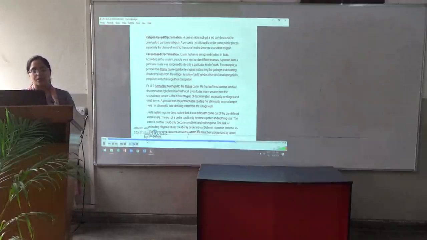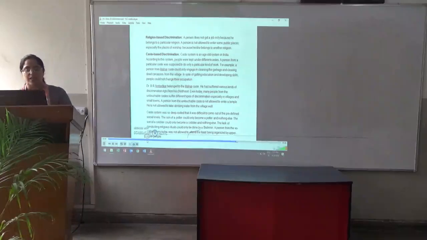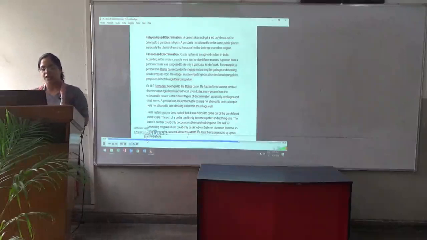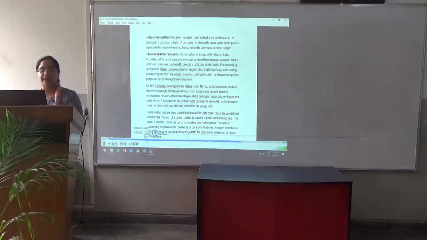Dr. B.R. Ambedkar belonged to the Mahar caste. He suffered various kinds of discrimination right from his childhood. Even today, many people from the untouchable caste suffer different types of discrimination, especially in villages and small towns. A person from the untouchable caste was not allowed to enter a temple. But now, after independence and democracy, all these systems have been abolished. He was also not allowed to take drinking water from the village at that time.